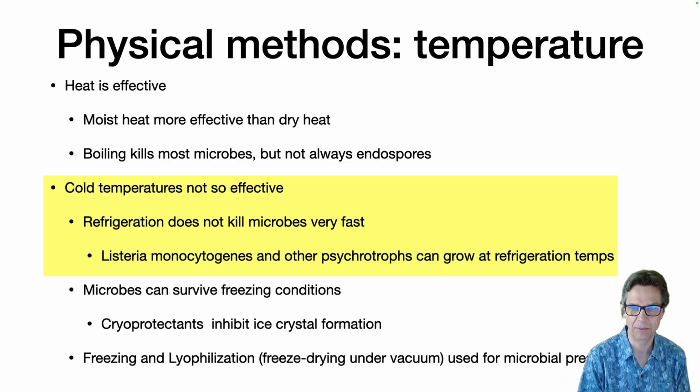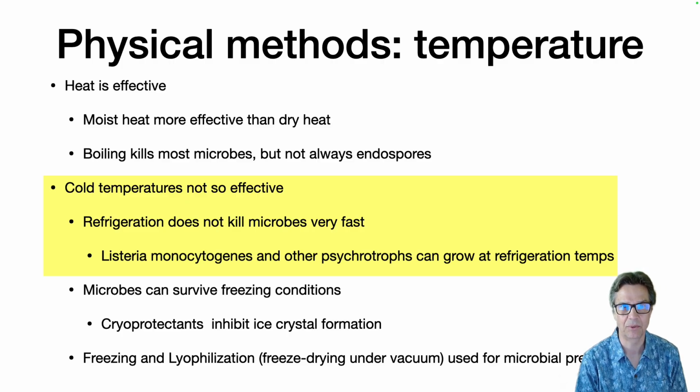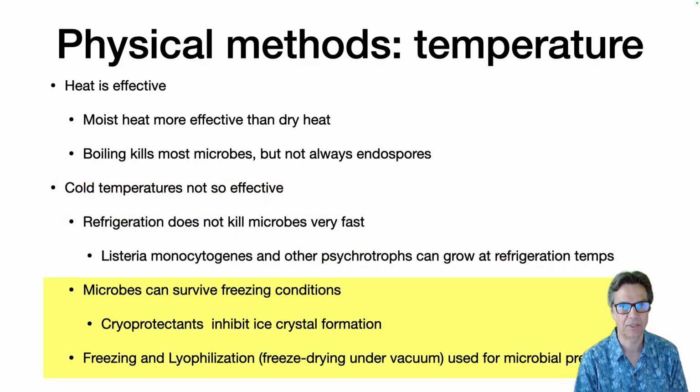Psychrophiles, such as Listeria monocytogenes, are still able to grow. Microbes can also survive freezing. In fact, freezing and lyophilization, which is freeze drying under vacuum, is used for preserving microorganisms. Normally, it's necessary to add cryoprotectants that inhibit ice crystal formation when preserving microorganisms.